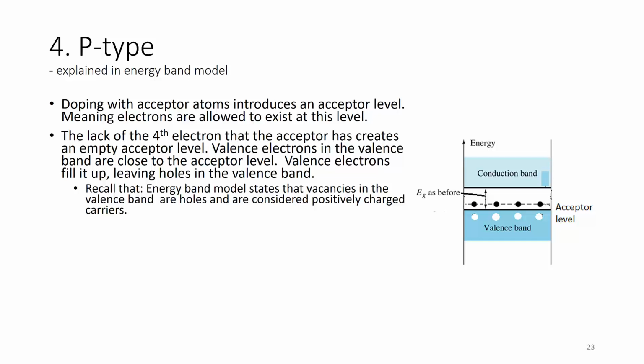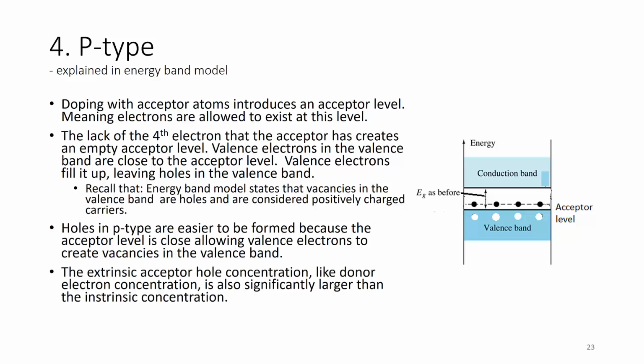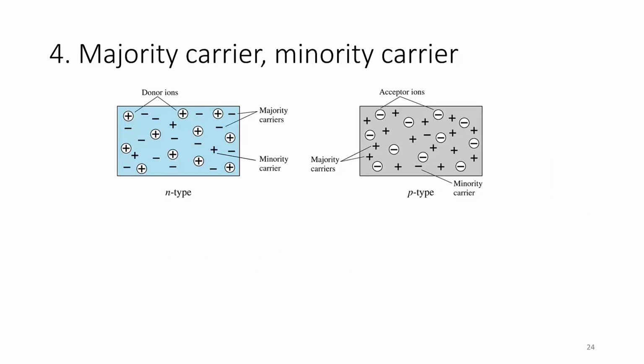Recall that the energy band model states that vacancies in the valence band are holes and are considered positively charged carriers. So holes in p-type are easier to form because the acceptor level is close, allowing valence electrons to create vacancies in the valence band. The extrinsic acceptor hole concentration, like donor electron concentration, is also significantly larger than the intrinsic carrier concentration. So you have here a concept of majority carrier and minority carrier.